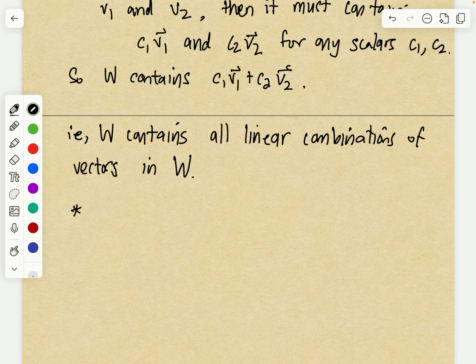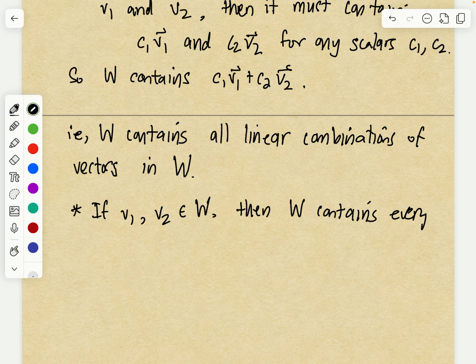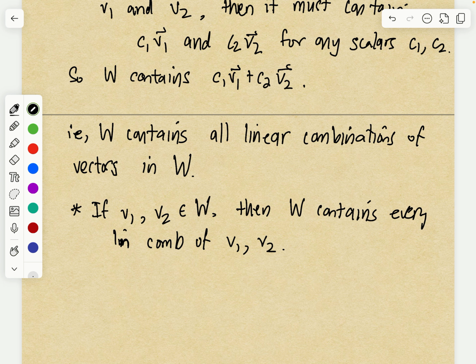So let's just isolate this as a property. If V1 and V2 are in W, then W contains every linear combination of V1 and V2.